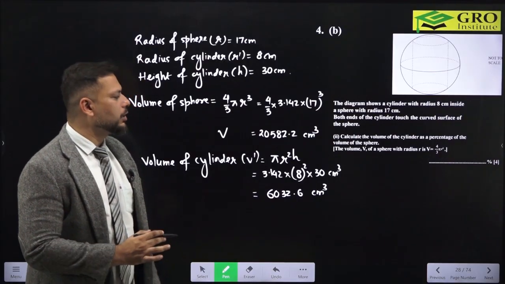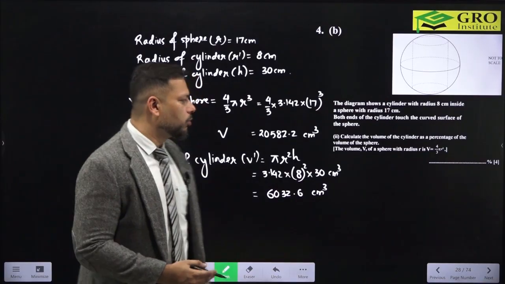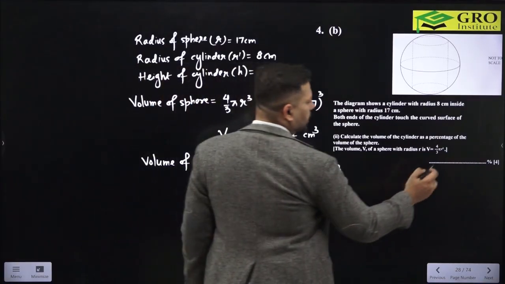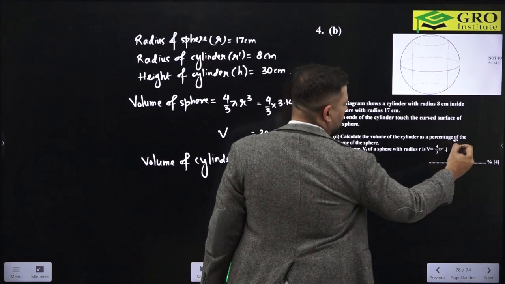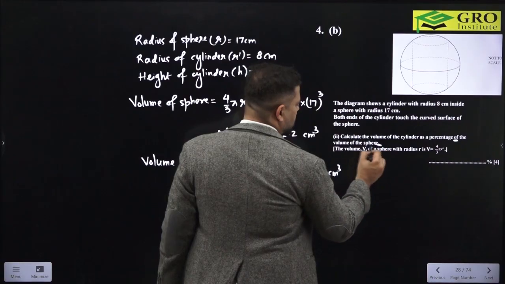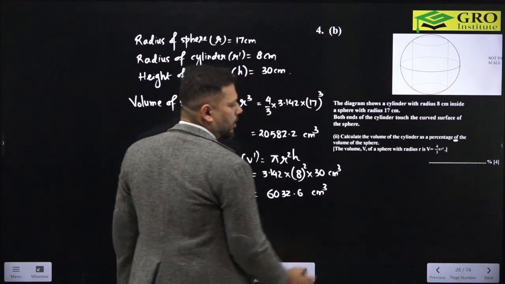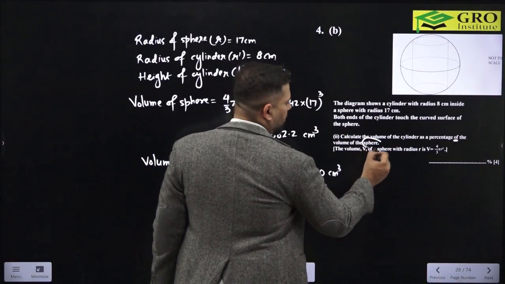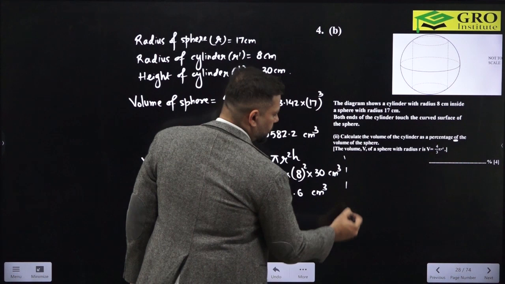Now we need to calculate the volume of cylinder as a percentage of the volume of sphere. Guys, very important part, I'm giving you a trick. Whatever value or term comes after the "of", in this case it is the volume of a sphere, we need to put it as the denominator. Okay, so volume of a sphere will be taken as the denominator. So let us do that.